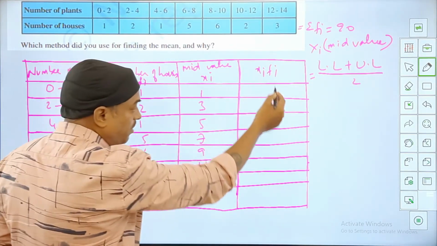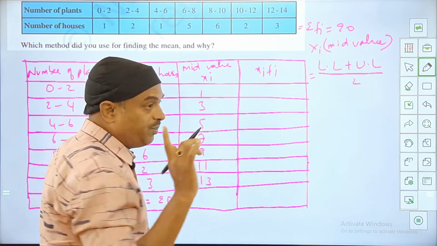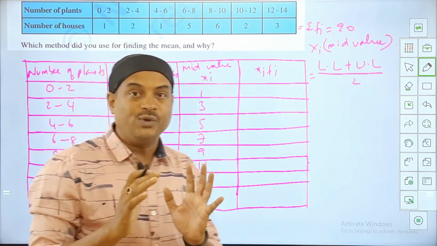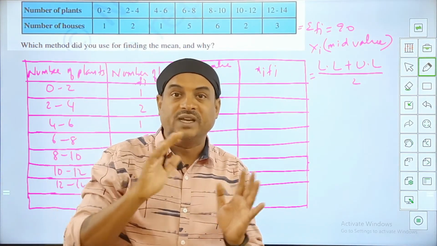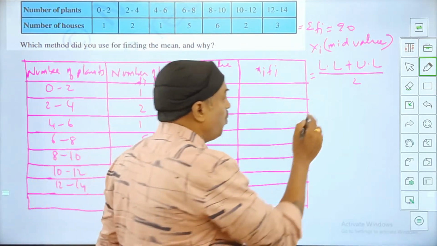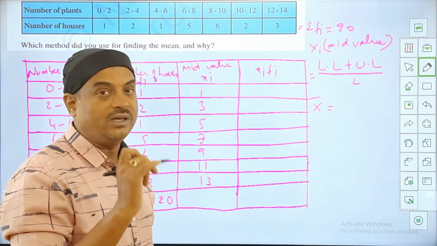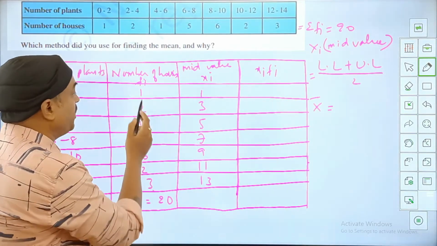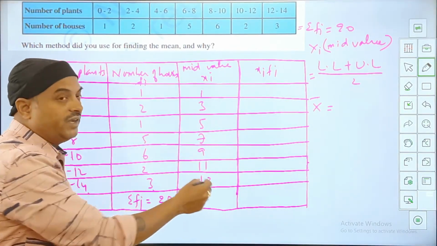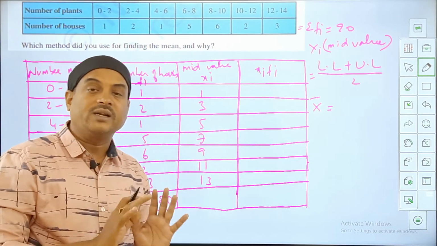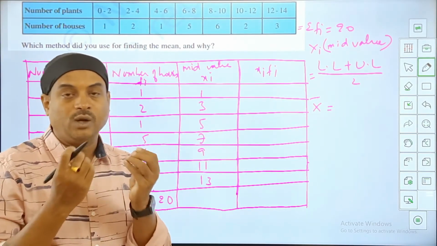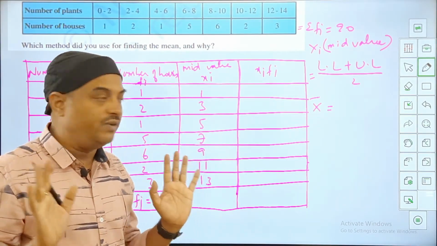Now this column is asking us to find. Please remember, sometimes we will be in confusion about how many columns have to be taken, how many rows have to be taken, and what formula I'm going to use. I'm going to use the direct method here. Why the direct method? Friends, if you observe, all the numbers here are very, very small. So for me, the calculation is easy by the direct method. I'll not use any deviation method here.